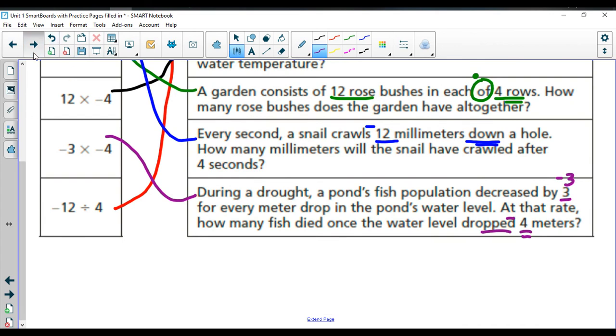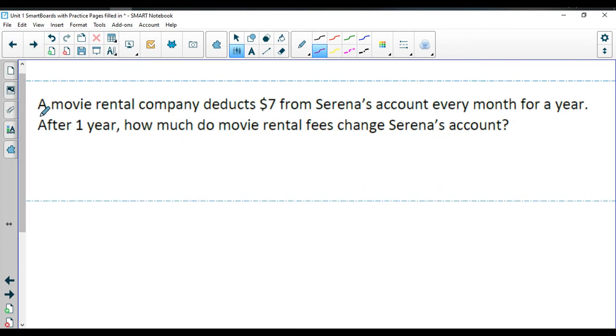All right, we have 2 more examples then to get through with this lesson. A movie rental company deducts $7, so it's going to be a negative, for every month for a year. After 1 year, how much do movie rental fees change Serena's account? So for Serena's account, the negative 7 is happening every month, and there are 12 months in a year. So we're going to multiply that by 12, and we're going to get negative $84.